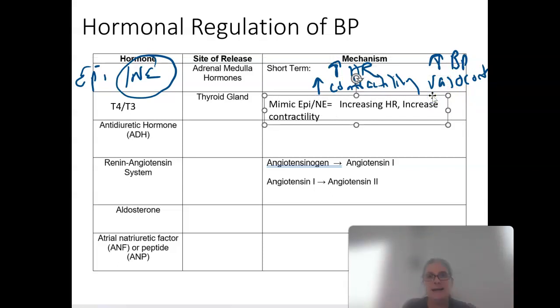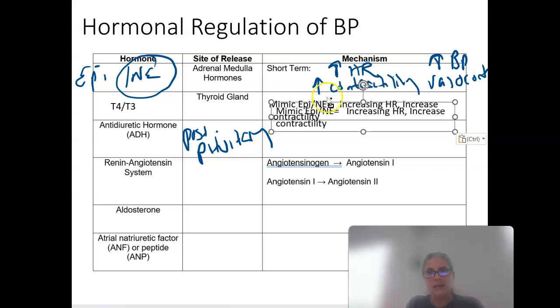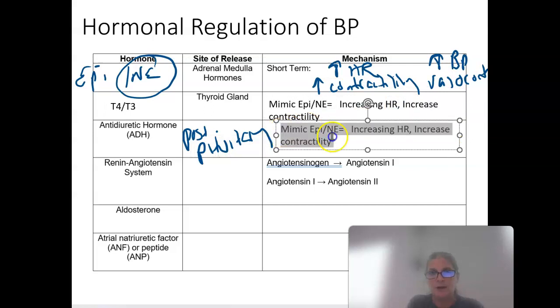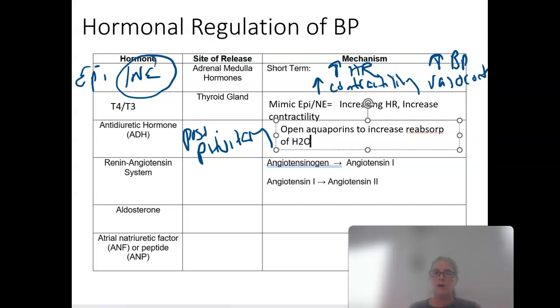Now, we already mentioned ADH. Do you remember where it comes from? It comes from the posterior pituitary. Now, as far as what it does, we just talked about it, and we said that it's going to go to your kidney, go to your nephron, and it's going to open these aquaporins to increase reabsorption of water. So what that means is more water goes back into your blood. And so this is going to increase your blood volume. And if we increase blood volume, we increase blood pressure.